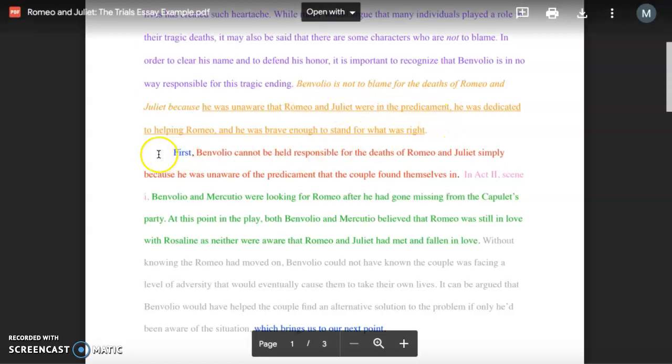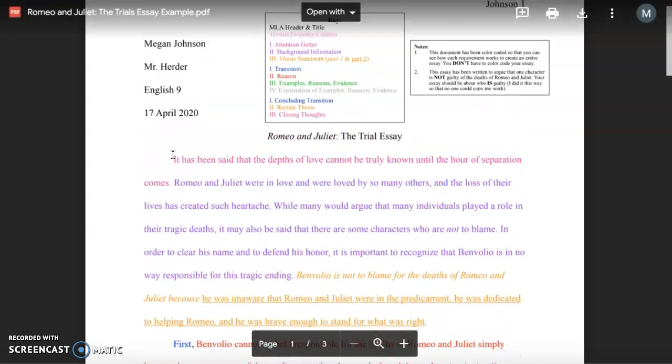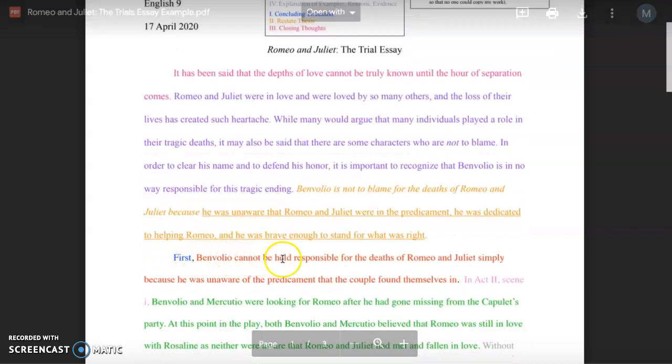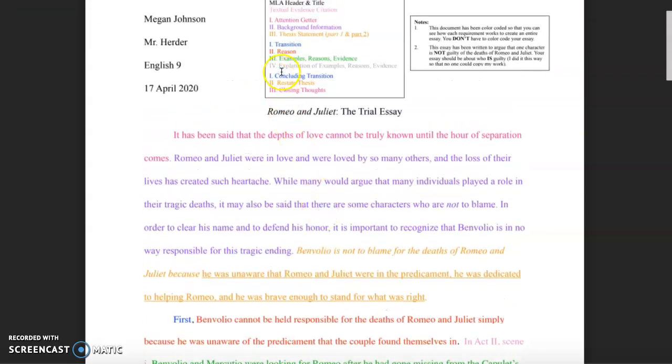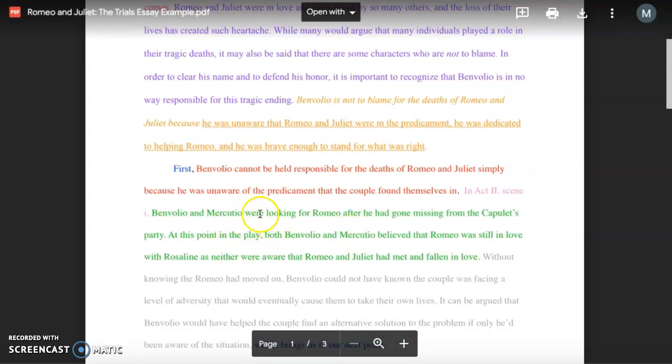Now, in taking a look at my body paragraph number 1, I can see, because of the color coding, that I've included all of the requirements. So if I go back up to my key, I can see that I need a transition, which is that word first. I also need to provide my reason why. So I do that in red here. Then I need to provide examples, reasons, or evidence, and I do so in green.